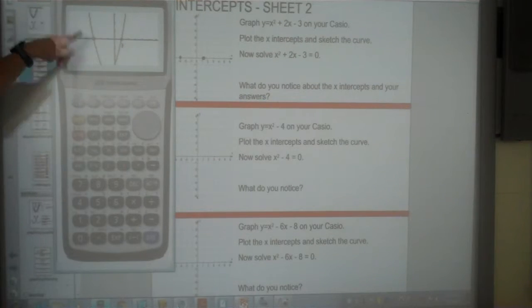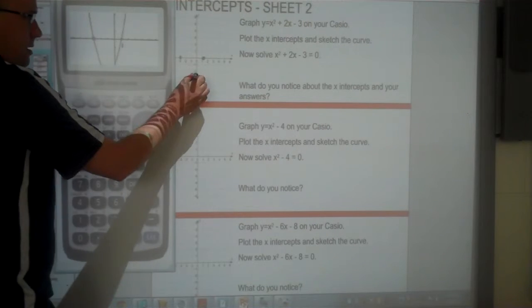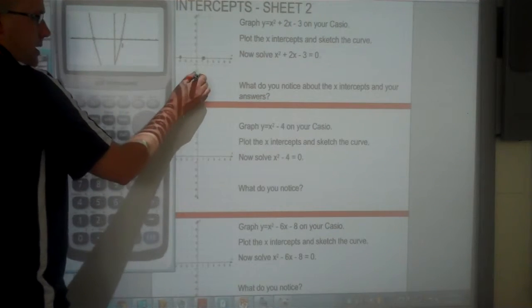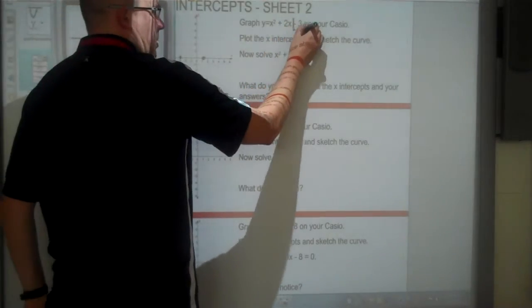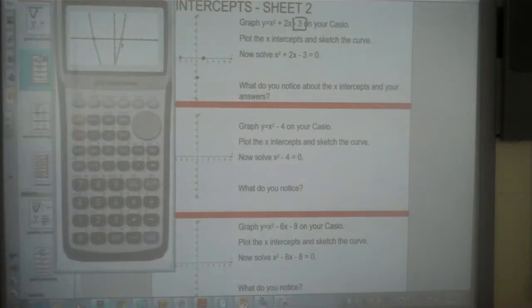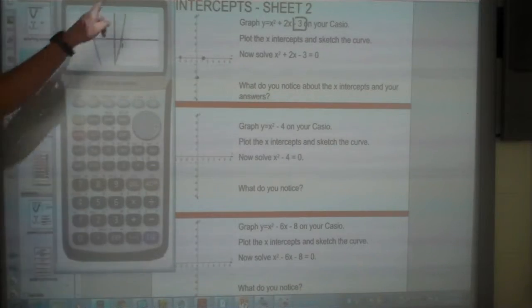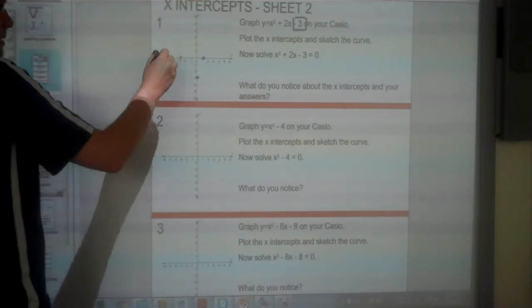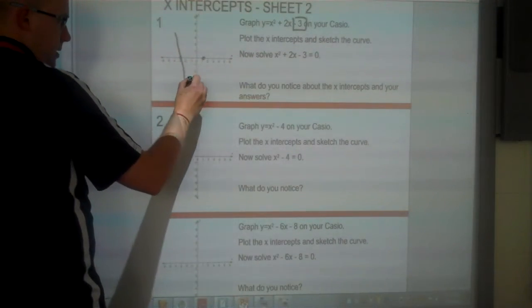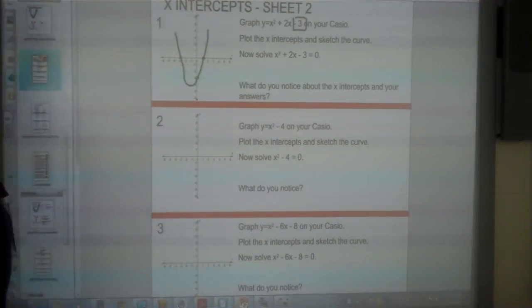This goes actually off the graph. It looks like it goes through negative 3 on the y-axis as well, and that shouldn't be that big of a surprise. If you want to find a y-intercept, you set x equal to 0, from an earlier chapter. So if I go ahead and draw this graph in, something like that.